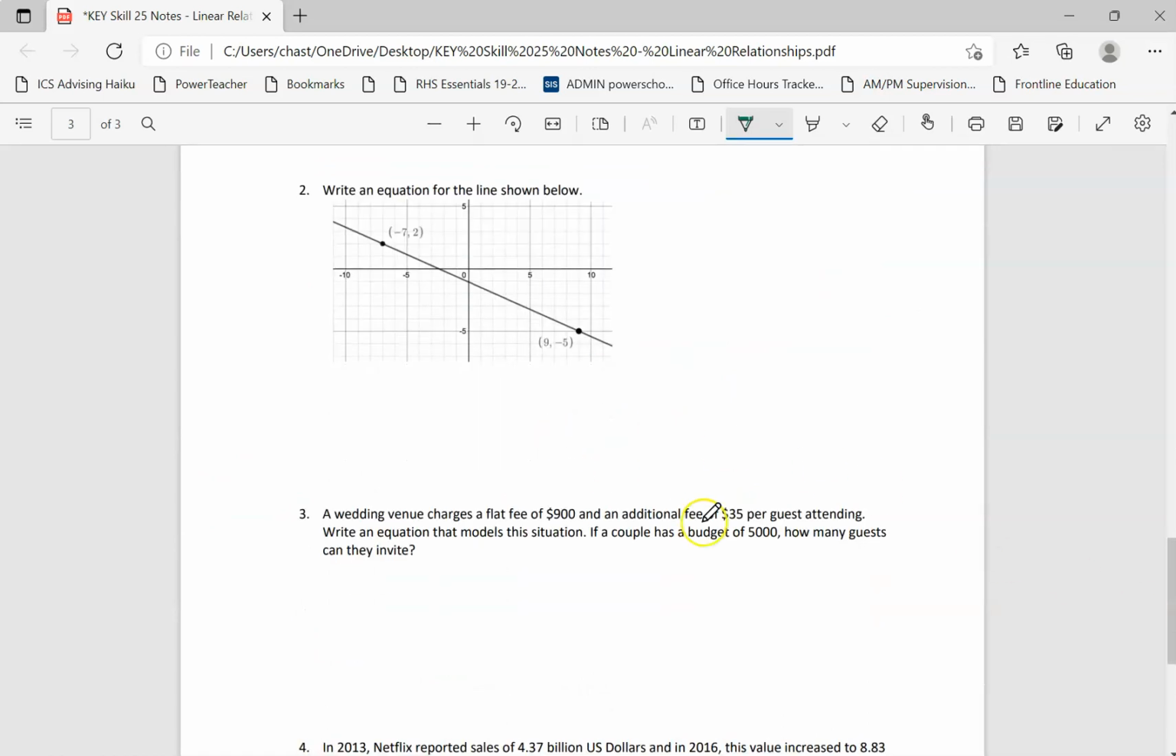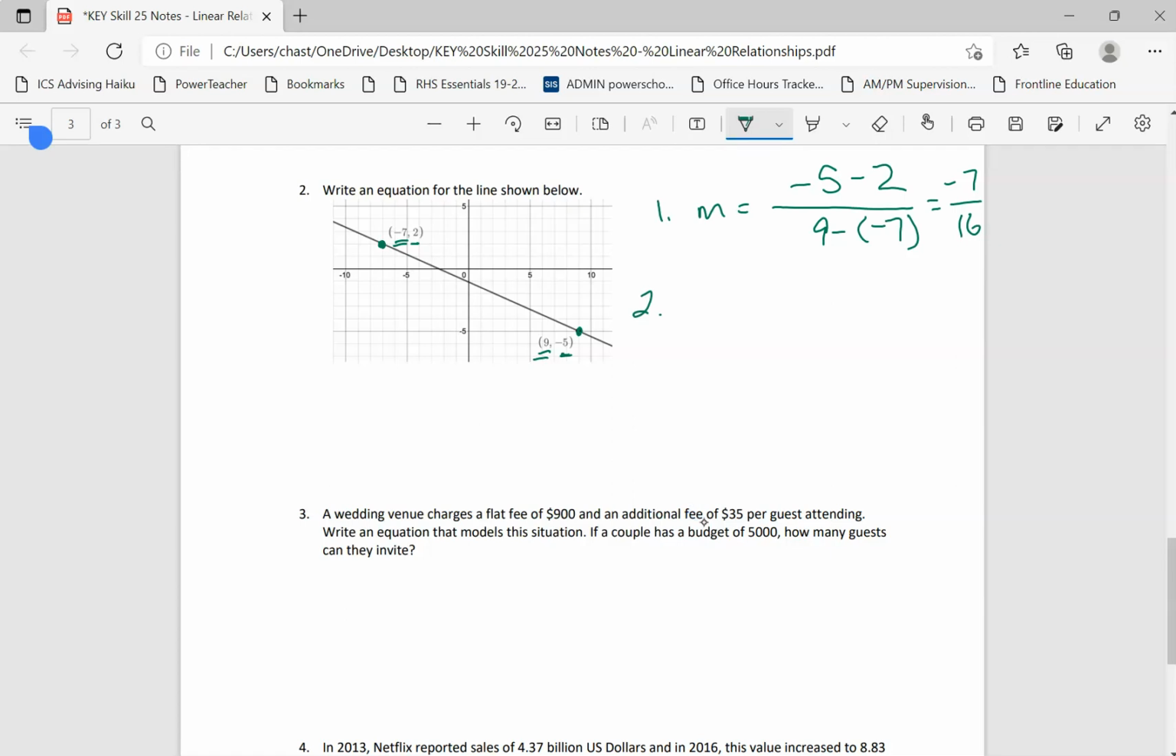So if I look here, they give us 2 points on the line. So the first thing we want to do is find the slope between them. So we're going to find the change in the y. So it's going to be -5 minus 2. And the change in the x's, 9 minus -7. And that's going to give me -7 over 16.